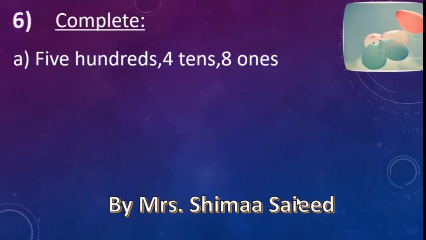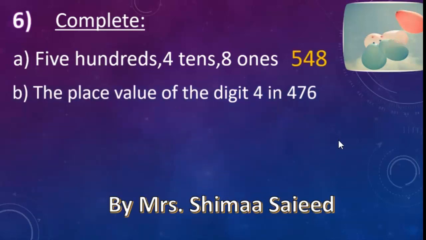Now complete: 500, 4 tenths, 8 ones. Can you write it in digits? How do we write this in digits? We put the 5 in the hundreds, the 4 in the tens and the 8 in the ones. We get the number easily, which is 548. What about the place value of the digit 4 in 476?